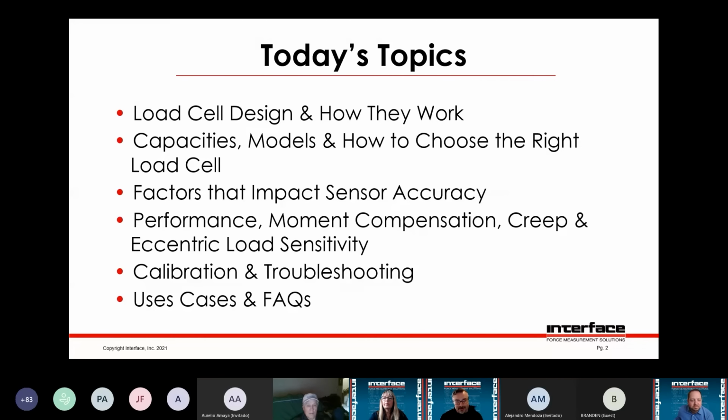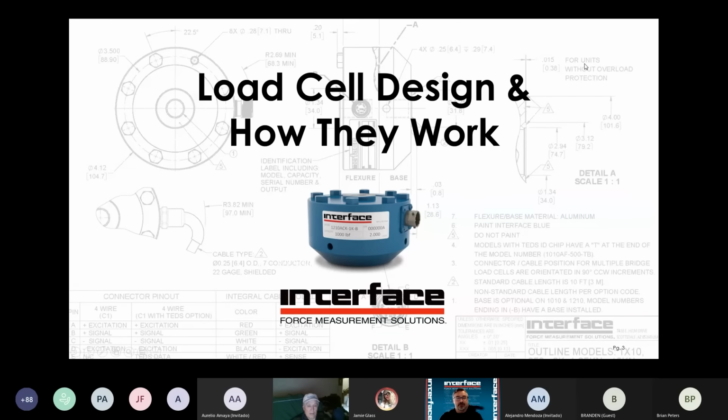Well, welcome everybody. We're going to talk about all of our favorite topics, load cells. And as Brian mentioned, there's a lot of material here. Some of it will be a brief overview. I'll be moving rather quickly, but we hope that some of this plants seeds for further conversations, and our application engineers are standing by with the ability to dive deeper into any applications you have or any questions on any of this we want to discuss in more detail. So to get started, load cell design and how they work.